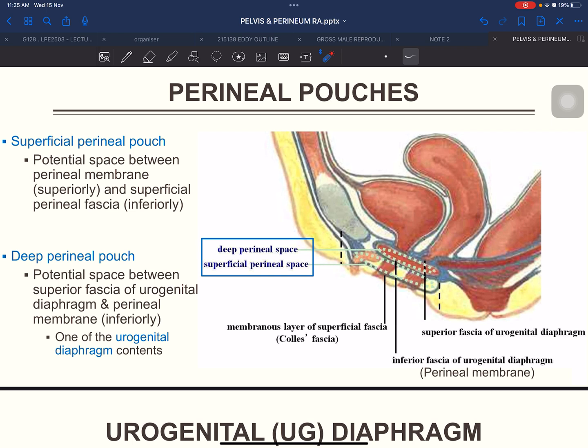The anal triangle does not have these pouches. They are present only at the urogenital triangle, deep and superficial. The deep perineal pouch has the urogenital diaphragm and other structures, which I will present later. Superficial to the deep perineal pouch is the superficial perineal pouch.